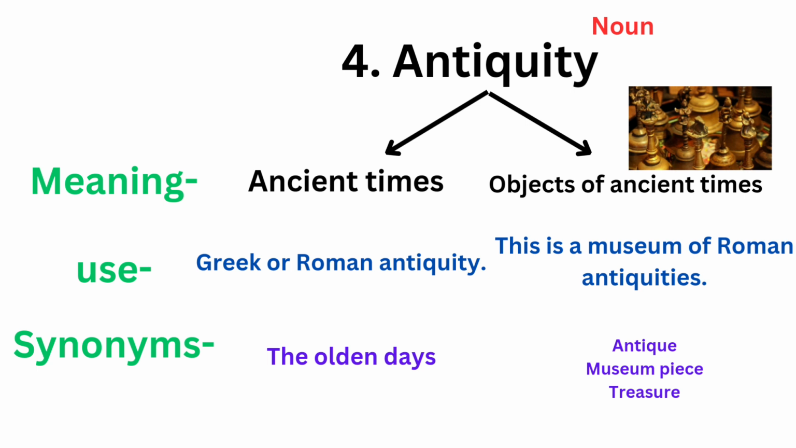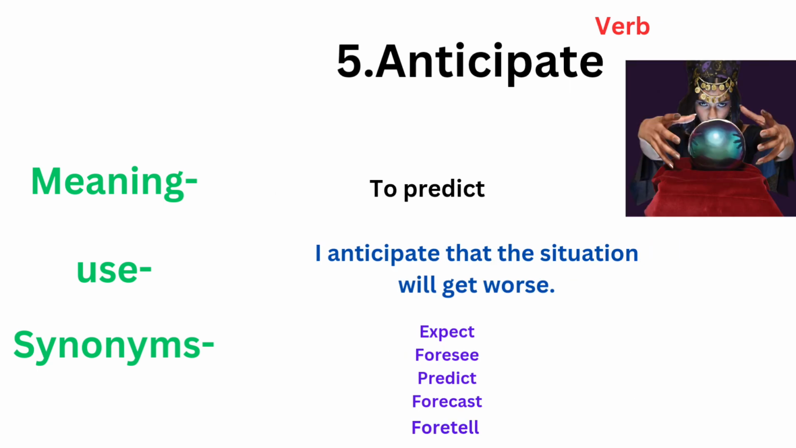And the fifth word is anticipate. Ant means before, and anticipate means to tell beforehand what will happen in future, or we can say to predict. Like I anticipate that the situation will get worse. It means I think that in future the situation will get worse. Synonyms are expect, foresee, predict, forecast, and foretell.